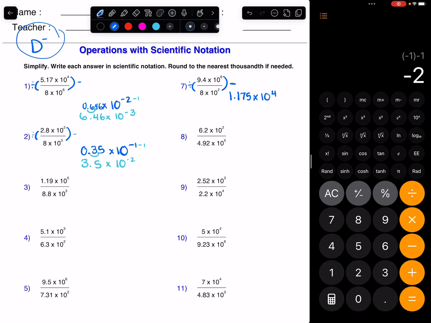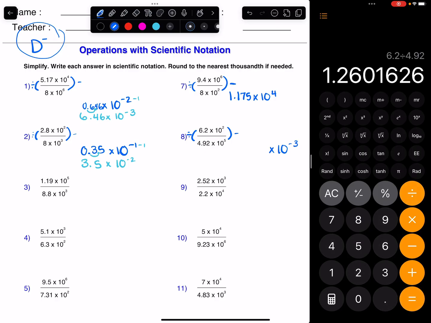All right, last one that we will do together, and then I'll leave you to practice. Subtract your exponents. 2 minus 5, -3, so times 10 to the -3. I'm going to divide my top and bottom. 6.2 divided by 4.92, and I get 1.260. I'm just going to leave it as is. I'm not going to do any more decimals. I don't need the full thing as long as you know what you're doing. I'm noticing that my 1 is between 1 and 10, so I don't need to change it, and I can leave it as is.